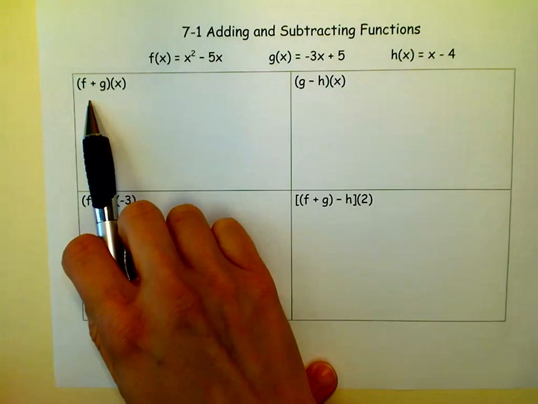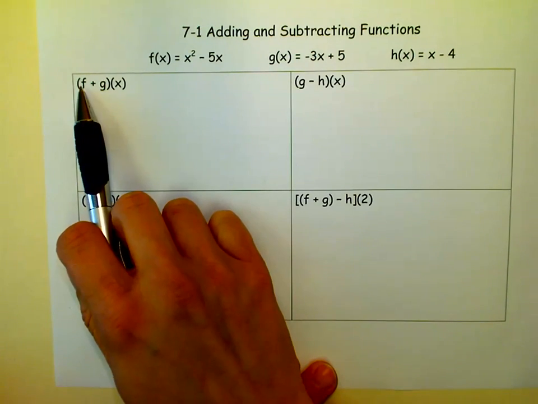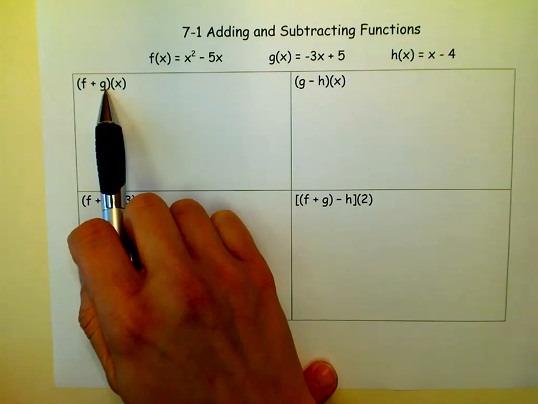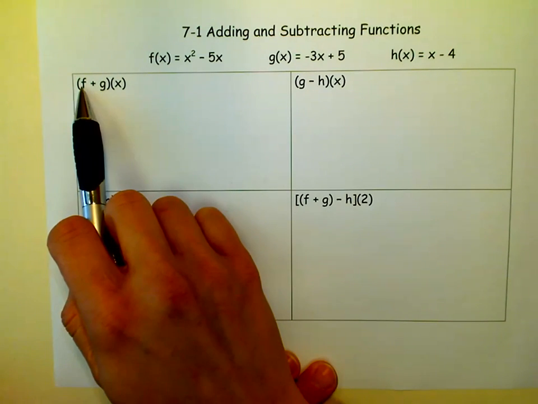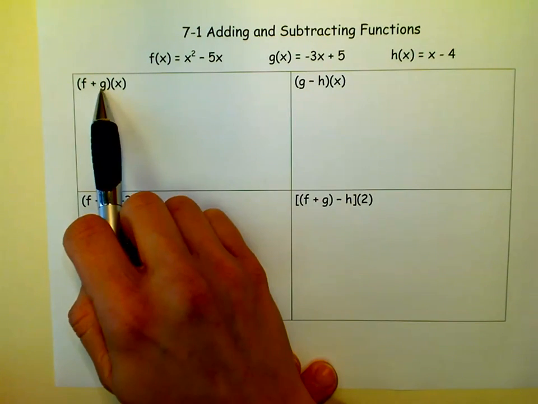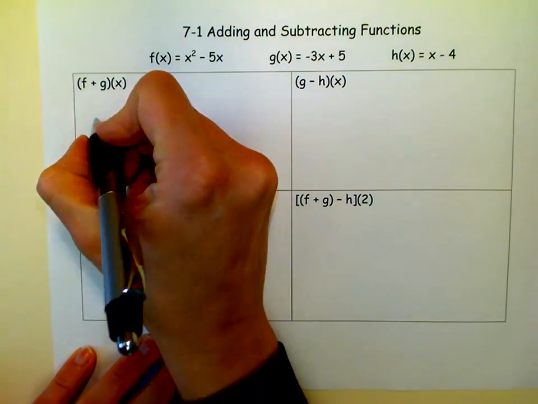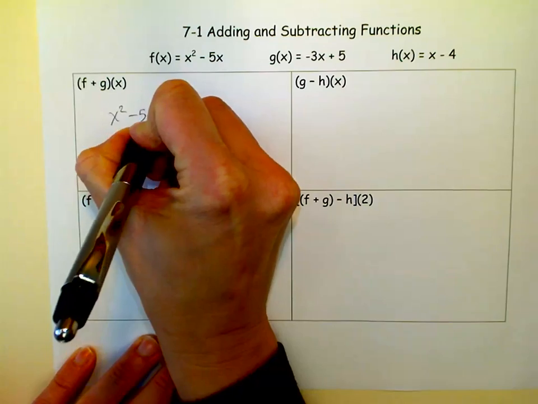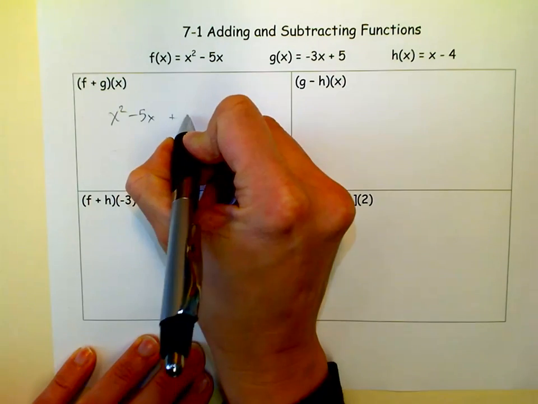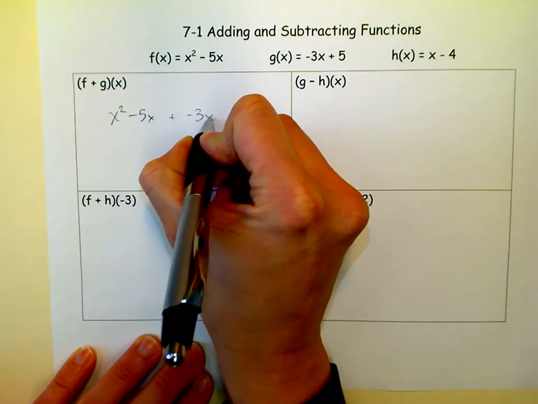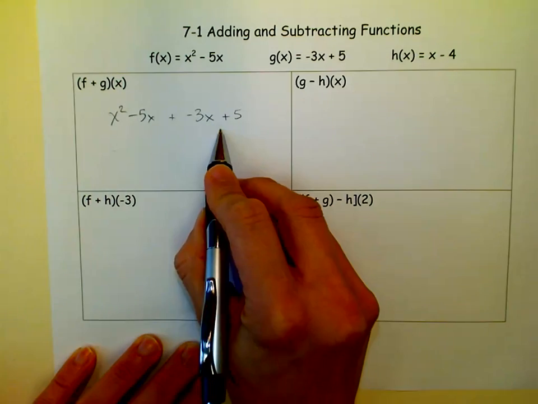So notice the way that we write it. We have f plus g of x. So we're taking the f and we're adding the g. We need to go up here and find our f and our g, and then we add them together. So we say x squared minus 5x, that's our f, plus negative 3x plus 5, that's our g.